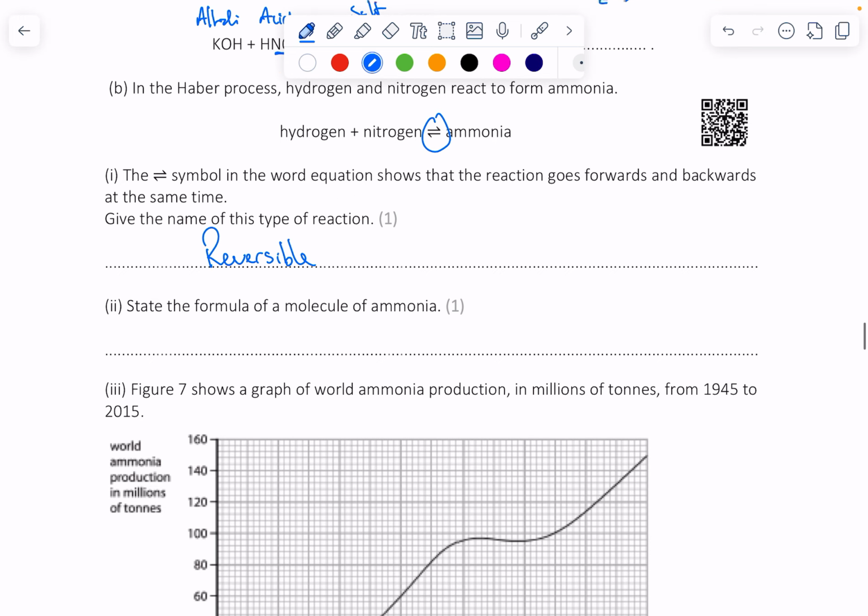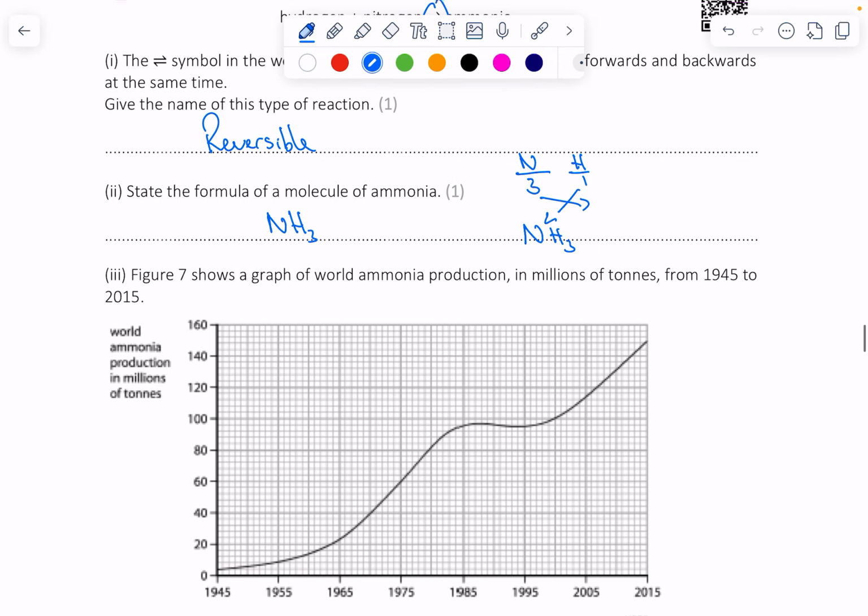Give the formula for a molecule of ammonia. So ammonia is NH3. Let's imagine you've forgotten that formula. How could you work it out? Well, nitrogen is in the group that wants to make 3 bonds. Hydrogen wants to make 1 bond. You cross those two over. So nitrogen gets a number 1. I don't need to write it down. Hydrogen gets a number 3. So NH3 is the formula.